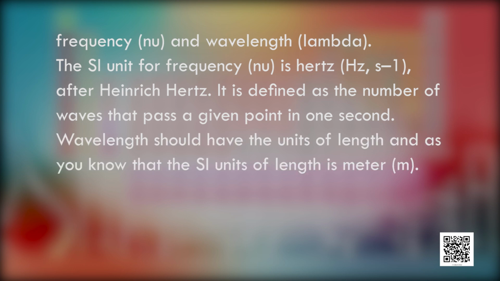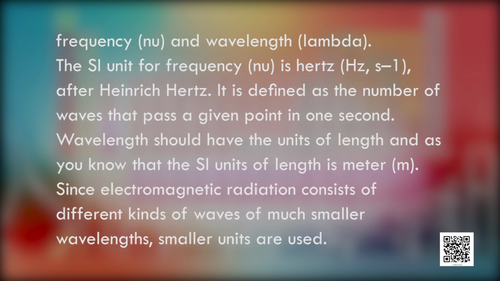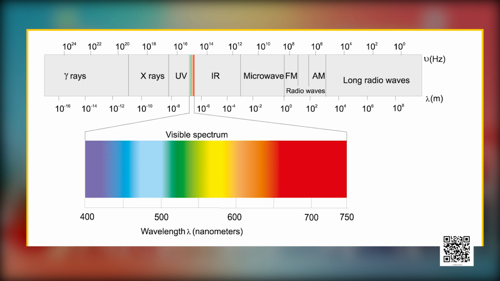The wavelength should have the units of length. As you know, the SI unit of length is meter. Since electromagnetic radiations consist of different kinds of waves of much smaller wavelengths, smaller units are used. Have a look at different types of electromagnetic radiations on the screen. These differ from one another in wavelengths and frequencies.